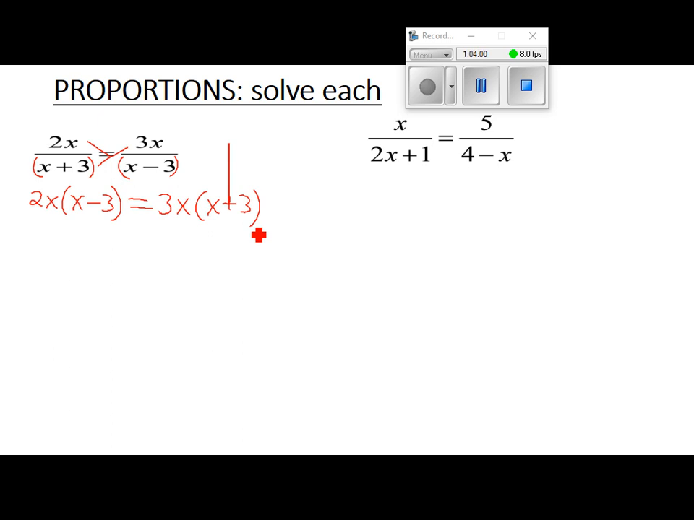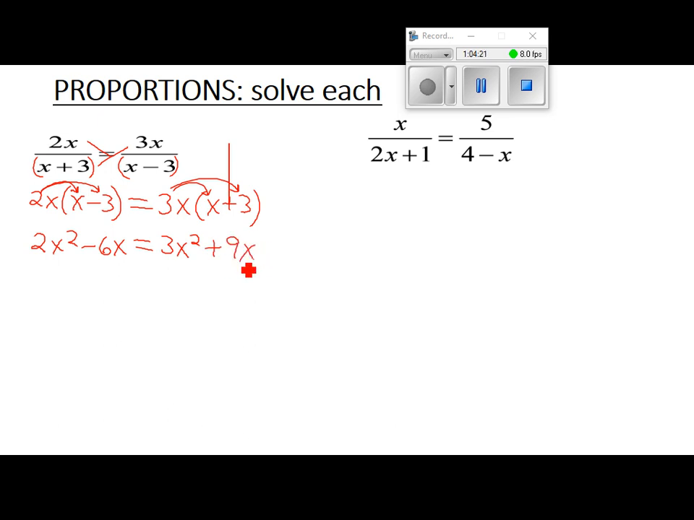So 2x squared. We distribute here, so that's 2x squared. What do you get doing that? 2x squared minus 6x equals 3x squared plus 9x, right? I don't know why I said 6x.